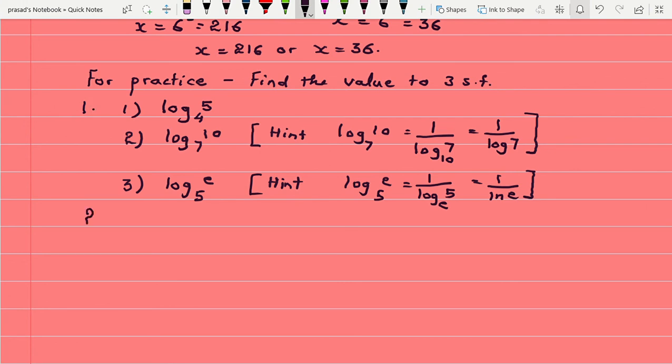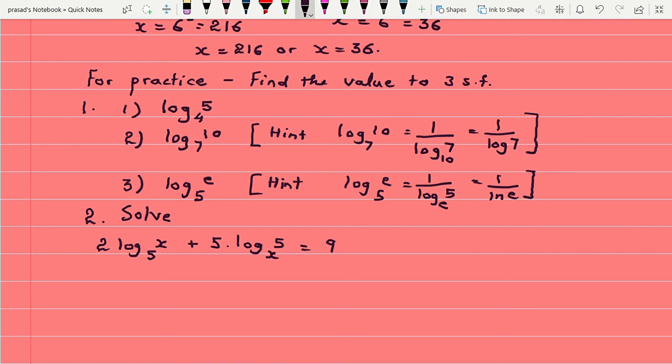Second, solve log x to base 5 plus 5 log 5 to base x is equal to 9. So obviously here log of 5 to base x, take the reciprocal and write it as 1 upon log x to base 5 and then get the quadratic.